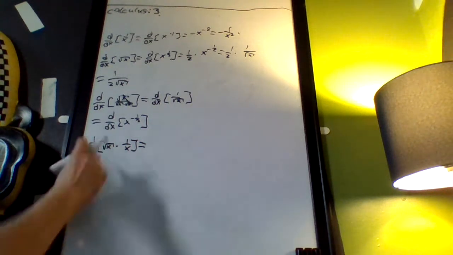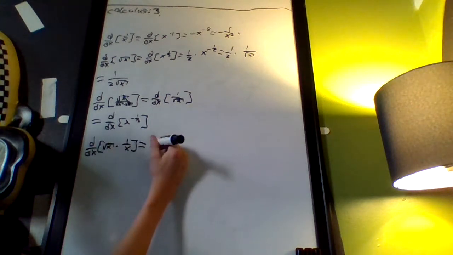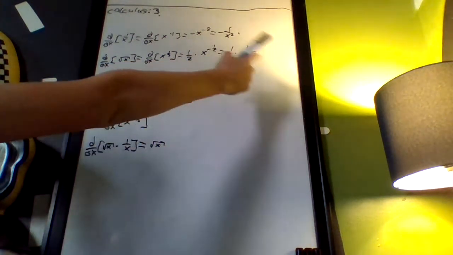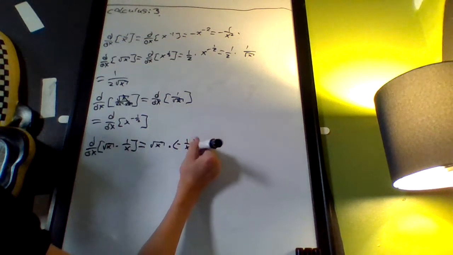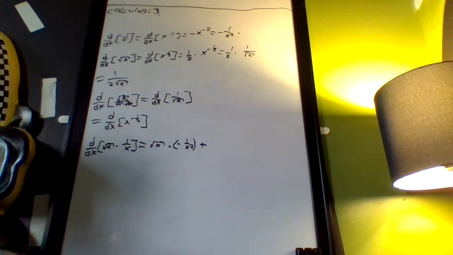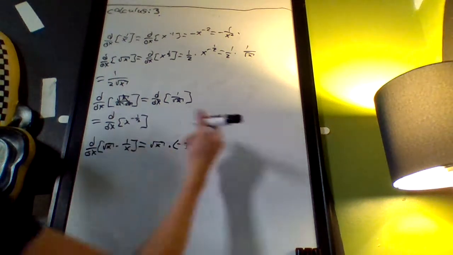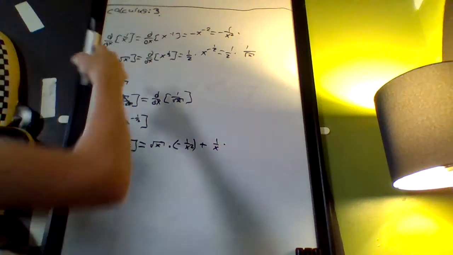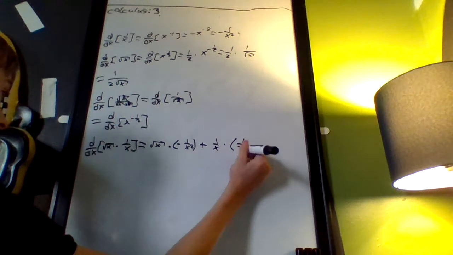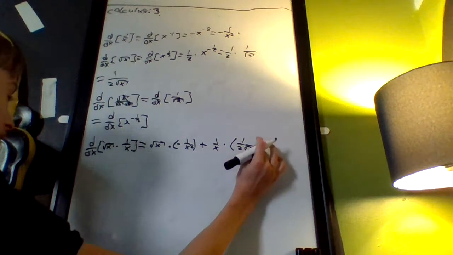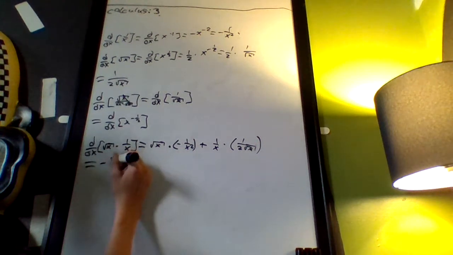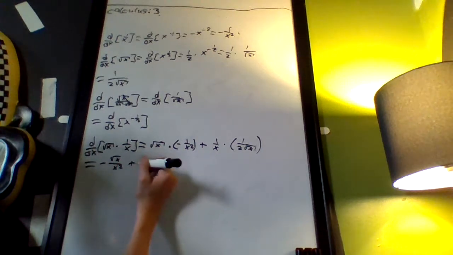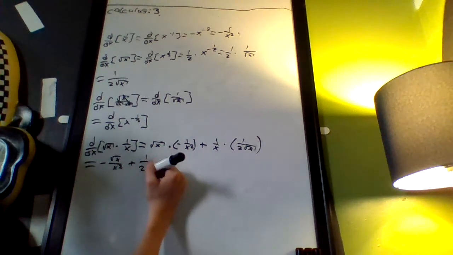right? Now it's going to be the left d right, right here, plus right, d left. Which then gets you negative rad x on x squared plus 1 on 2 x rad x.